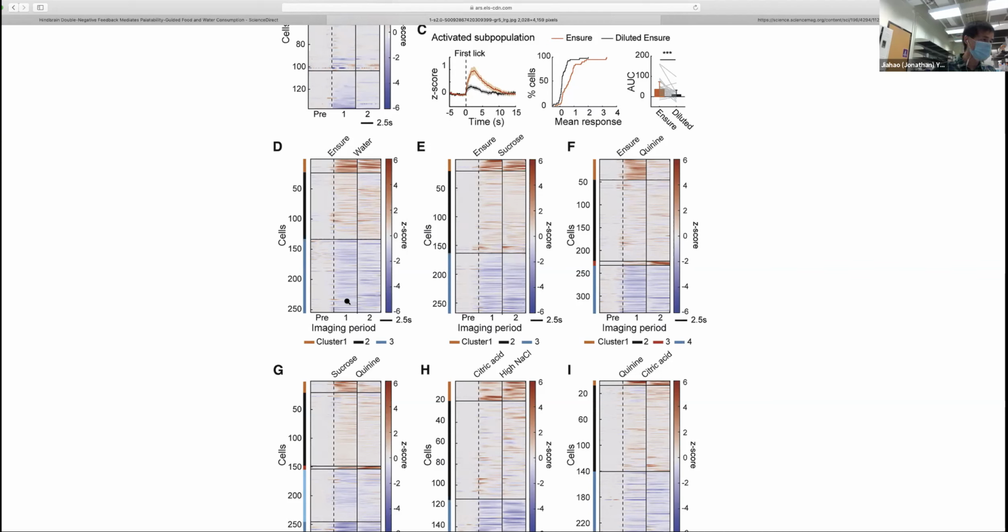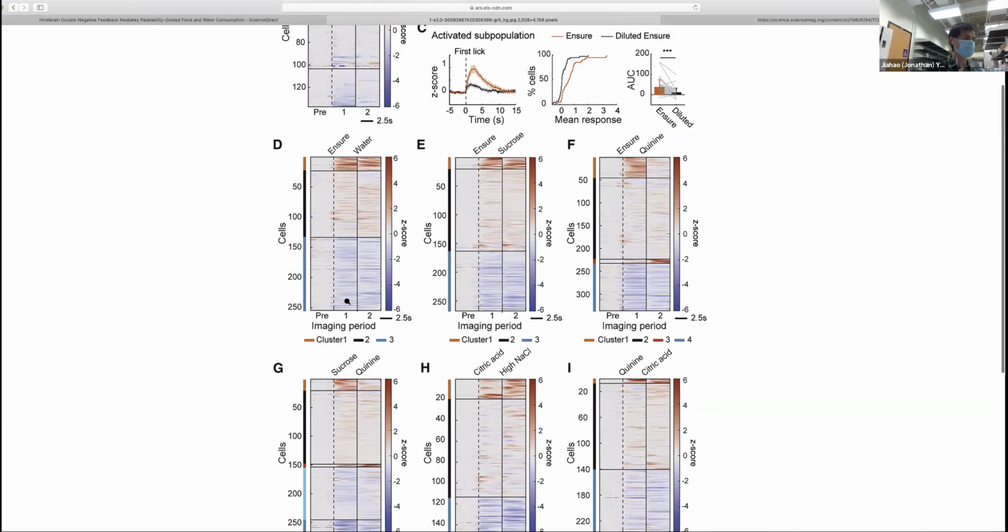And now what they find, so basically, go ahead. Sorry. So basically in D, E, F, you find that compared to the Ensure, so that's the palatability part, water doesn't dampen or change anything, sucrose doesn't, but quinine changes it, especially for those activated population. So this is probably where the idea of palatability comes in. Generally in the food deprived animal, water also seems appealing to them, sucrose, yes, but not bitter. They don't want it. And G and H is another way to get across this idea.